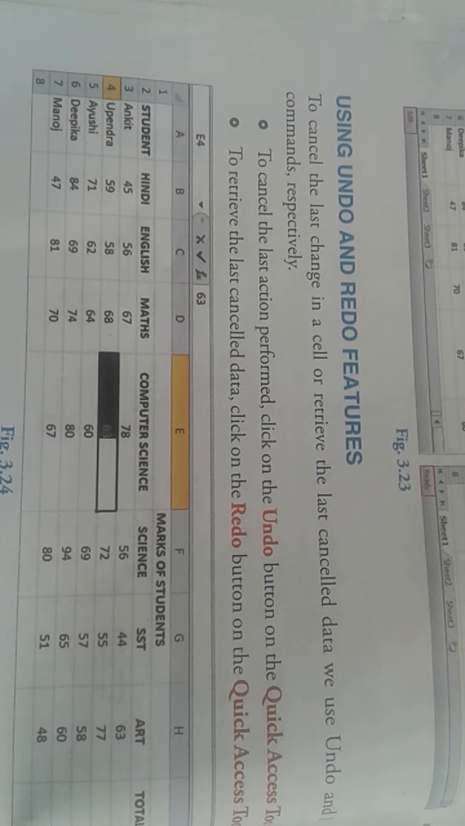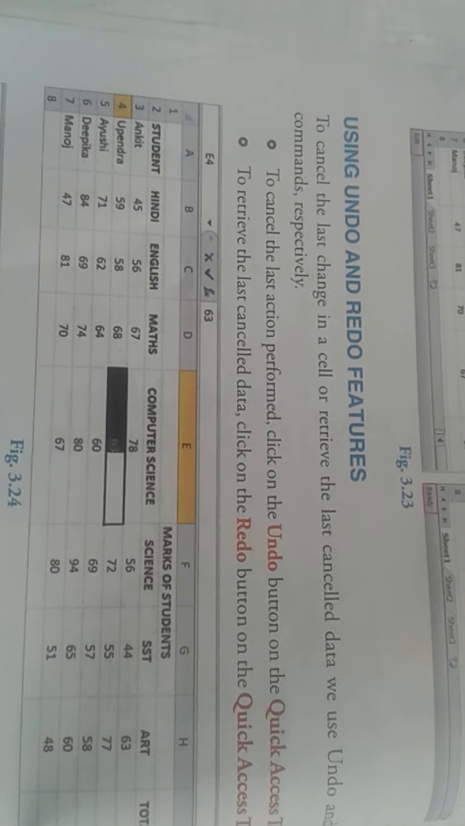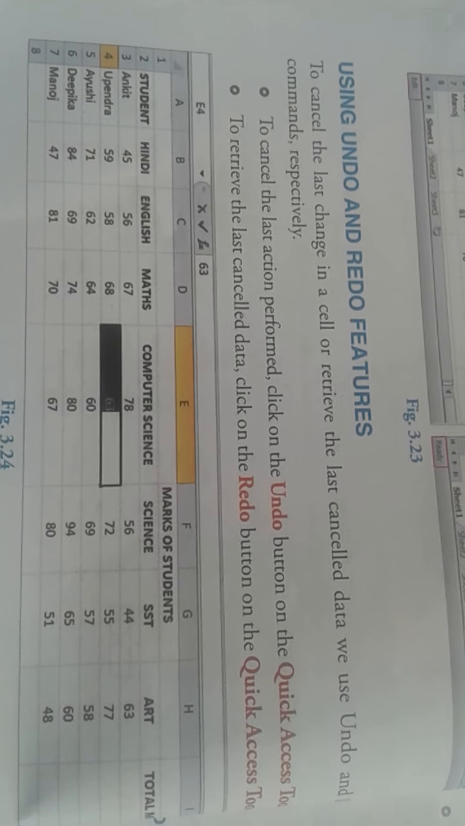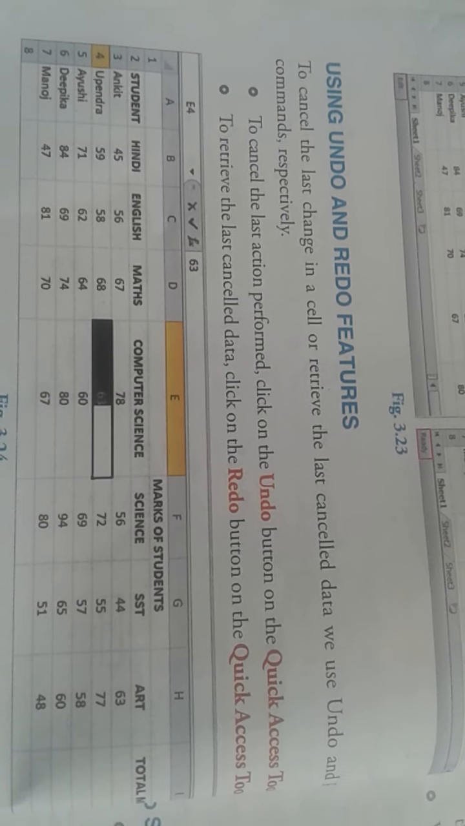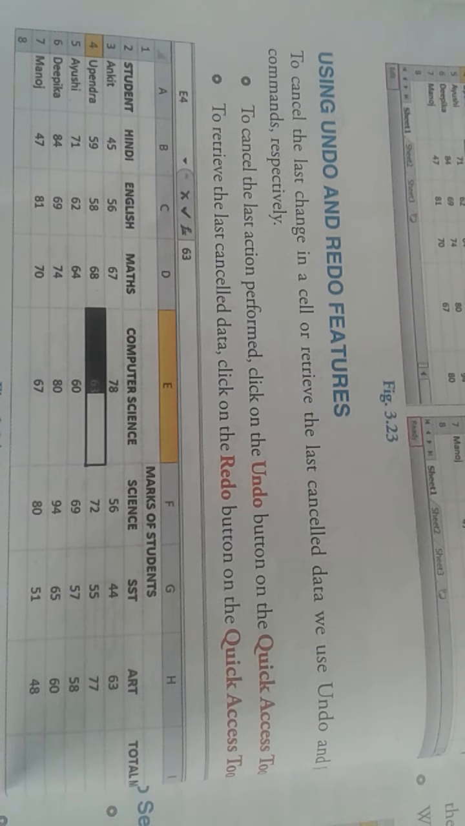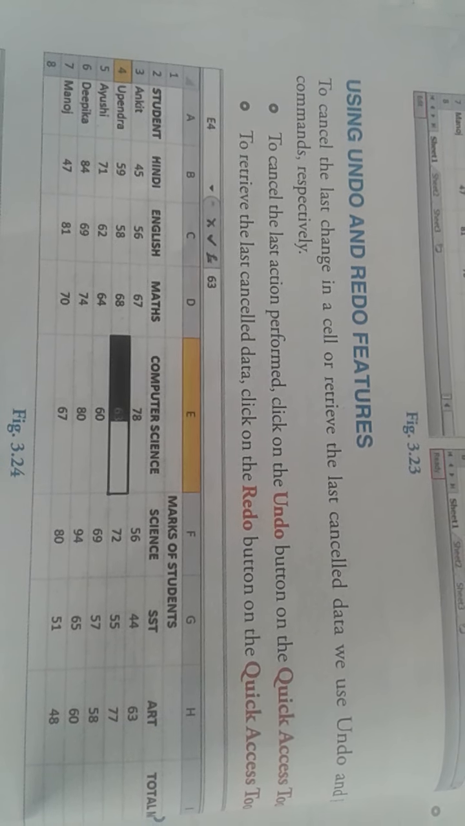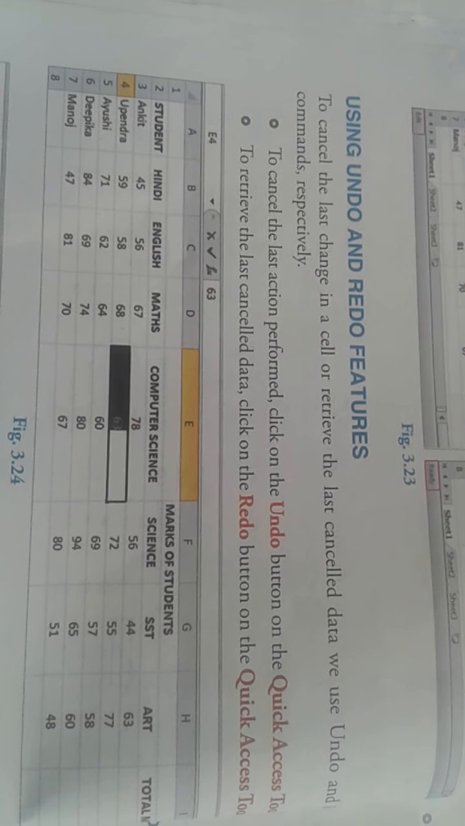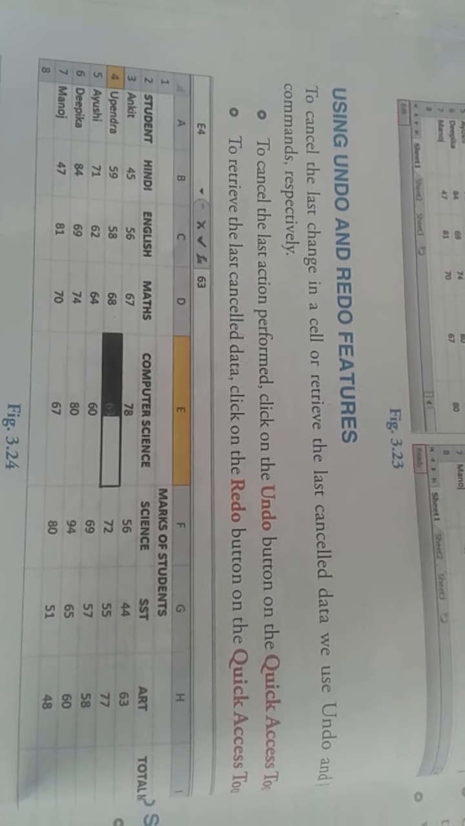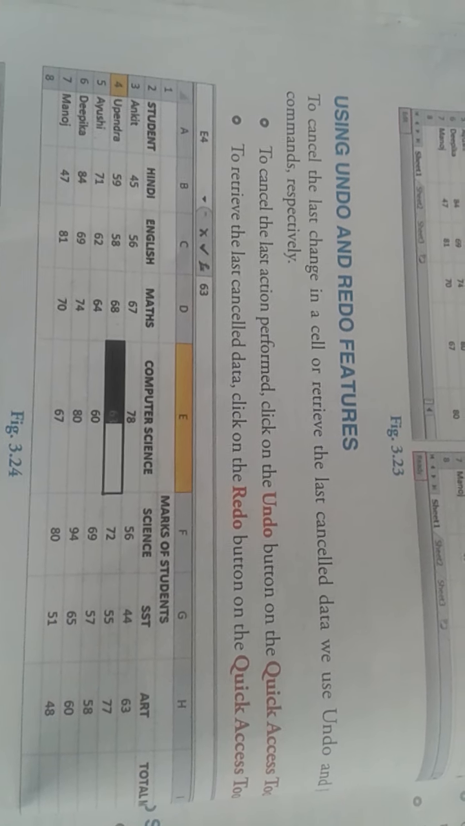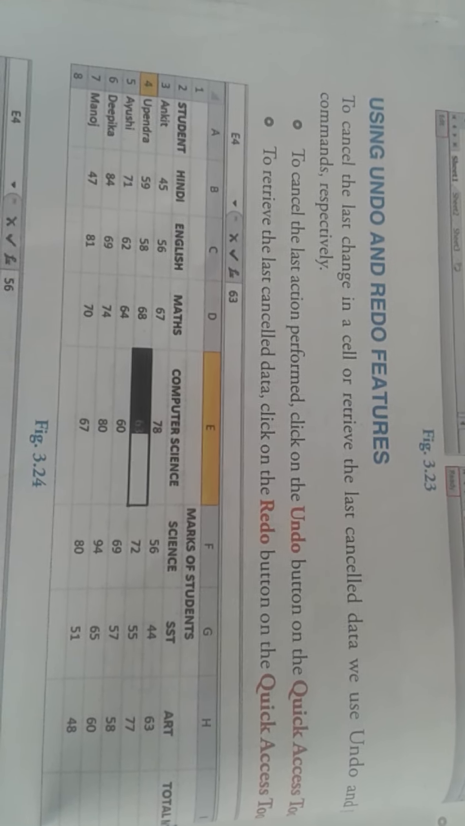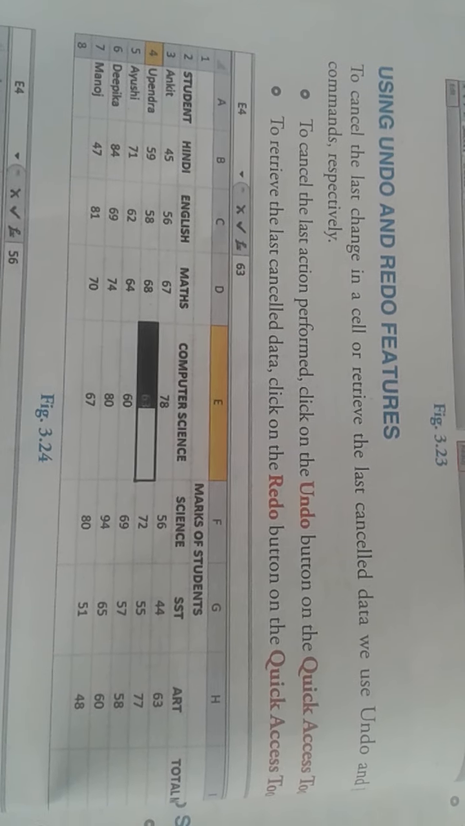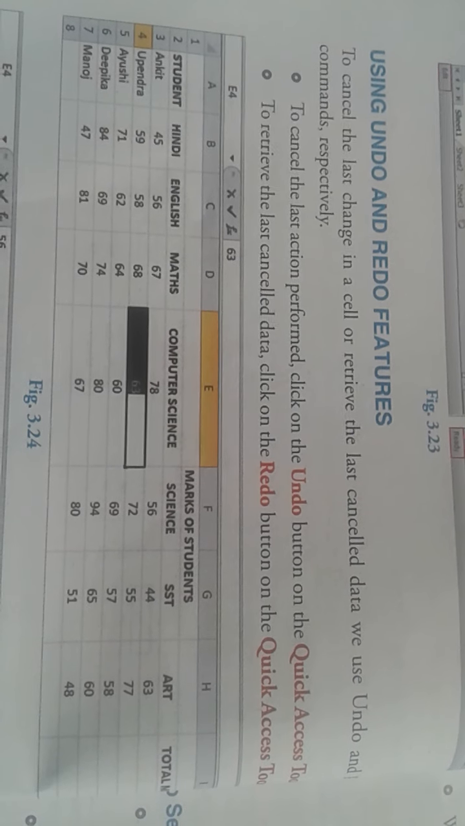To cancel the last action performed, click on the undo button. Whenever we want to cancel the last action performed, we click on the undo button on the quick access toolbar. Quick access toolbar is the ribbon at the top of the computer screen. To retrieve the last cancelled data, whenever we want again that particular data which we have cancelled, we click on the redo button.